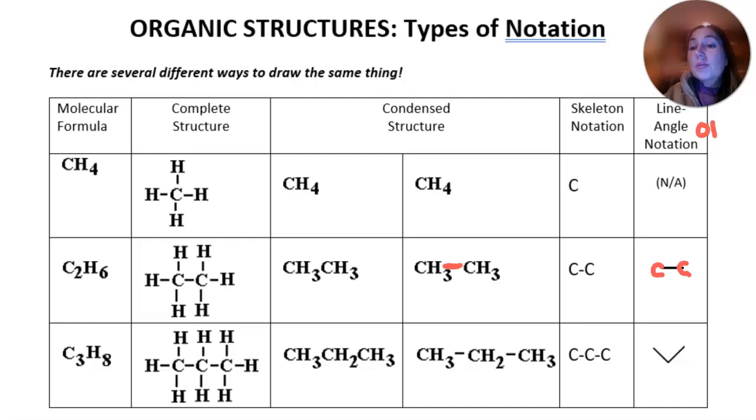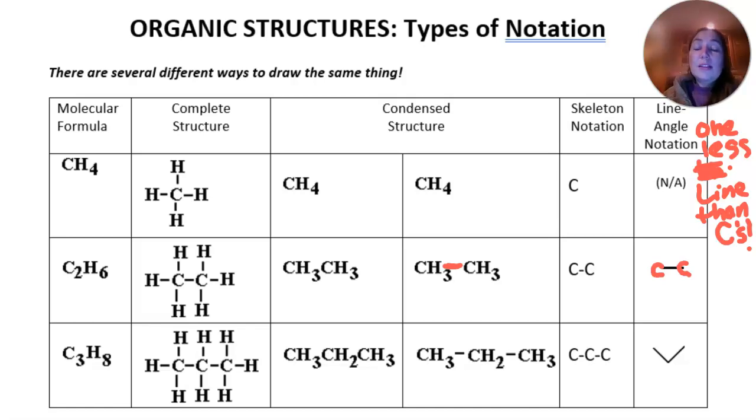So I'll just write that down: 1 less line. Oops, I meant to say line. So there's 1 less line than there are carbons themselves. Just thought that's worth noting.